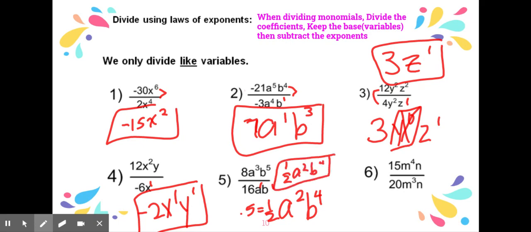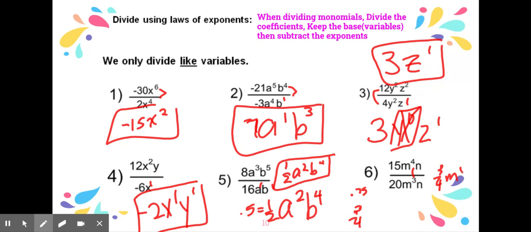Okay? And last but not least, we have 15 divided by 20. If you put that in your calculator, you're going to get 0.75, which really is 3/4. So it's important to know your fractions. So you get 3/4. And now for this one, m to the 4th divided by m to the 3rd, you're going to keep your base, which is m, subtract your exponents. 4 minus 3 is 1.